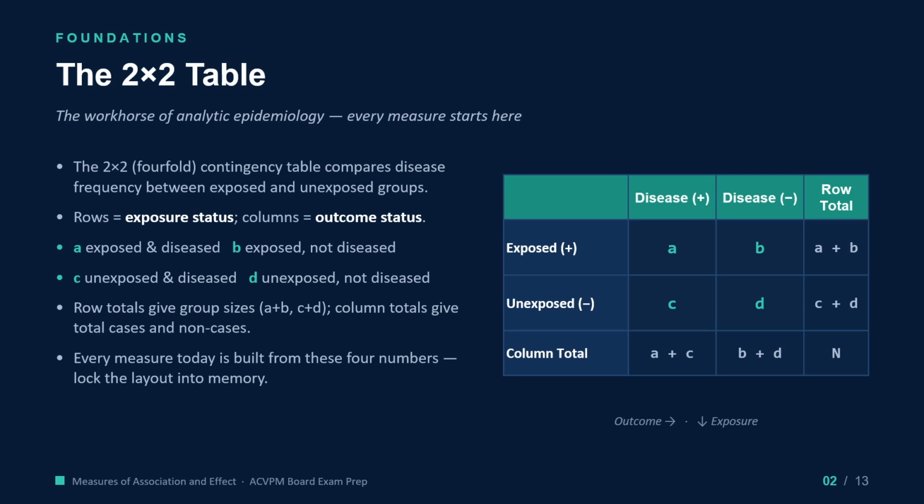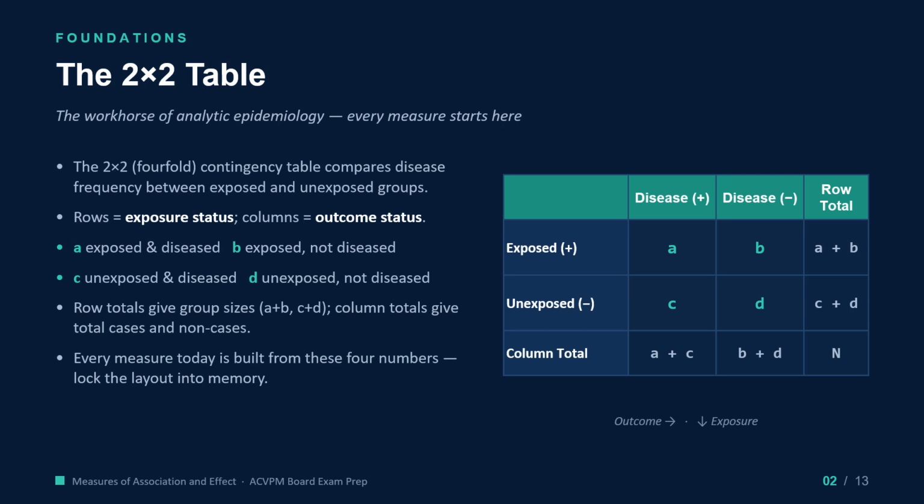Everything we do today, every formula, every interpretation flows directly out of a single 2x2 contingency table. Let's orient ourselves. The 2x2 table, sometimes called the fourfold table or the contingency table, is the workhorse of analytic epidemiology. It organizes data in a simple, elegant way that allows us to compare disease frequency between exposed and unexposed groups.